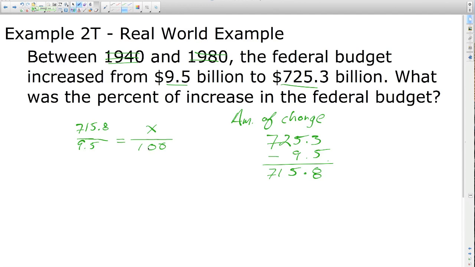So let's figure this out. 100 times 715.8 billion, it's going to be that number. 9.5 times x is going to be 9.5x. Divide each side by 9.5. Here again, we're going to use a calculator. No point in doing that ridiculous calculation by hand. And what that gives us is 7,535%. Or, just about a 7,500% increase in the federal budget.